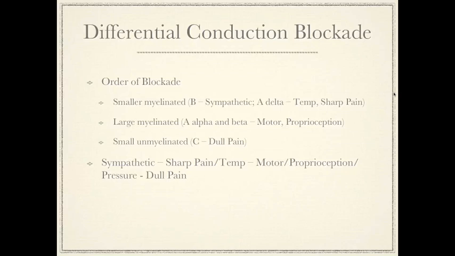And you can see that the unmyelinated fibers tend to be more resistant to the local anesthetic, and usually these small unmyelinated fibers are blocked after the large myelinated fibers. And this sort of violates the size principle, but it's due to the effect of myelination. And overall, in your order of which features you block, you start by blocking the sympathetic response, then sharp pain and temperature sensation, and then you block your motor, proprioception, pressure, and lastly your sense of dull pain from these small unmyelinated fibers.